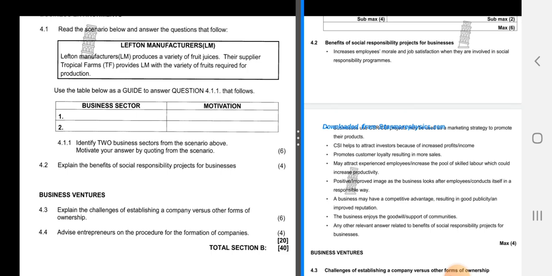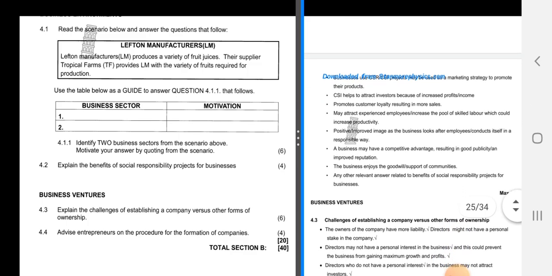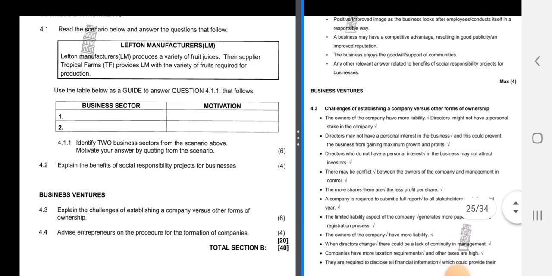Increase employees' morale and job satisfaction when they're involved in a social responsibility program. The CSI helps to attract investors because of increased profits and income. Promotes consumer loyalty, resulting in more sales. May attract experienced employees, increase the pool of skilled labor, which could increase productivity. A business may have a competitive advantage, resulting in good publicity, which is an improved reputation.